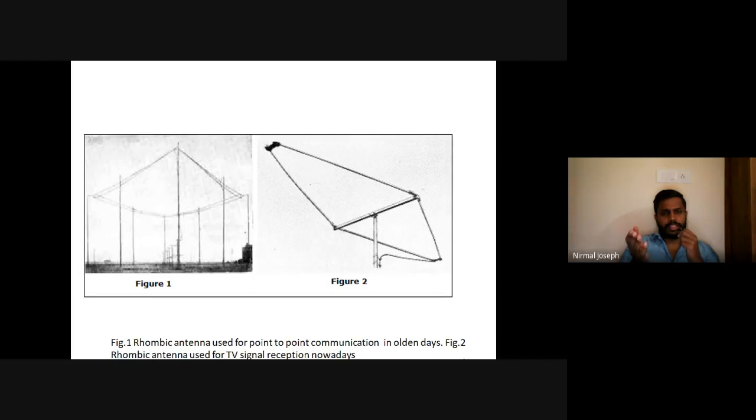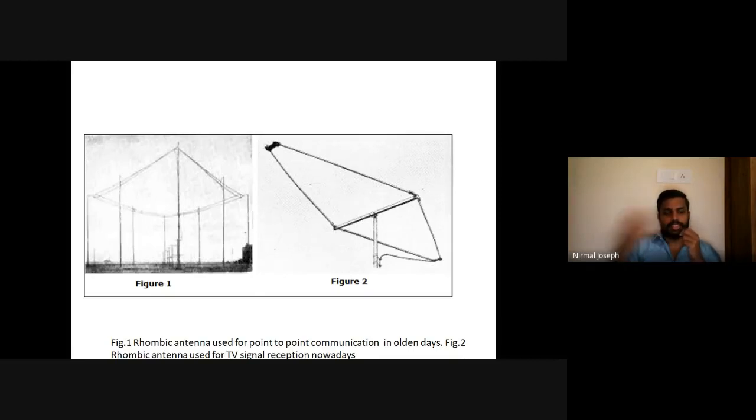In olden days, not in olden days, at least some 10 years back, this was very common. On top of big buildings, it was a common installation. I think some of you might have observed it, because in recent days it is not that common, but at least up to 10 years back, in 2010, it was a common scene. So this Figure 2 is a rhombic antenna used for TV signal reception.